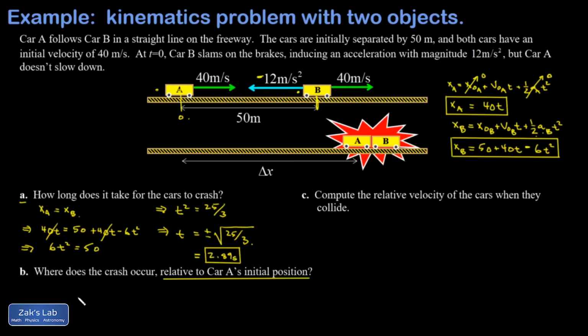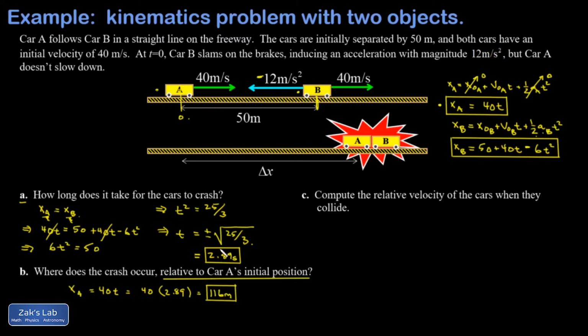In part B, I want to know where the crash occurs relative to car A's initial position. So that means we're just going back and finding the position of car A, and if we want to check our work, the position of car B as well, when t is equal to 2.89 seconds. So I go to my equation of motion for car A, that's 40t. And what time is it when they crash? 2.89 seconds. And keeping 3 sig figs, I get 116 meters right of the origin.